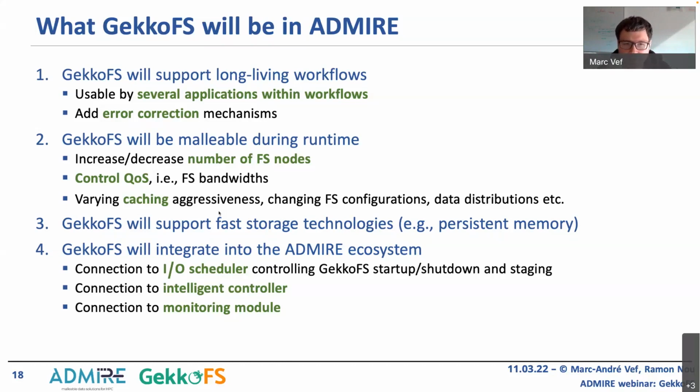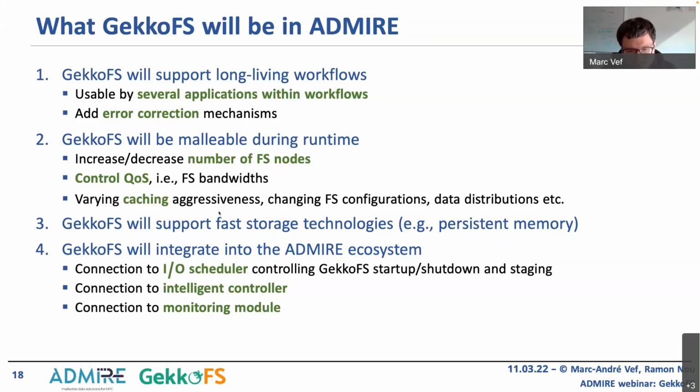Then the next big part is the malleability in Admire. For now, what we mean by that is that we can increase or decrease the number of file system nodes, which of course affects scalability and the performance that we have. And this should be while the system is running. This will involve some moving around of data, of course. Then also we can control quality of service. So if the intelligent controller in Admire tells us, well, you need to reduce the bandwidth for a bit, or the CPU consumption, for instance, we are aiming to do that also via the API that we have in Admire.